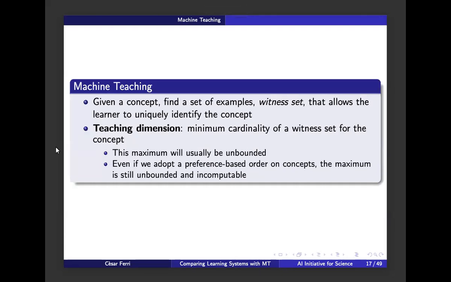Theoretically or traditionally, machine teaching has been developed using the concept of teaching dimension. This teaching dimension has been defined as the minimum cardinality of a witness set for the concept. The problem of this teaching dimension is that the maximum will usually be unbounded, and even if we adopt a preference-based order on concepts, the maximum is still unbounded and incomputable.